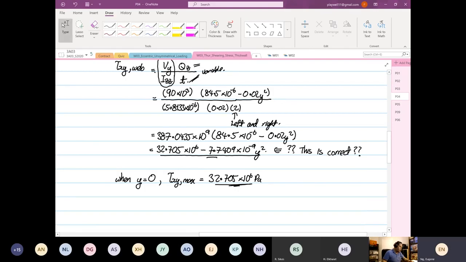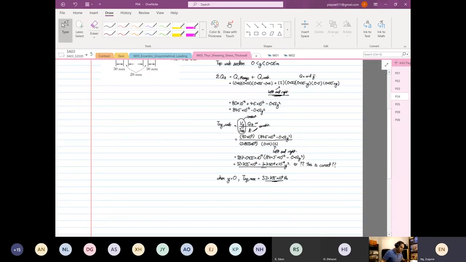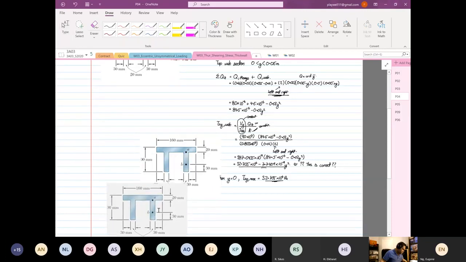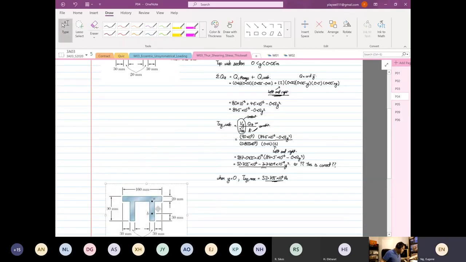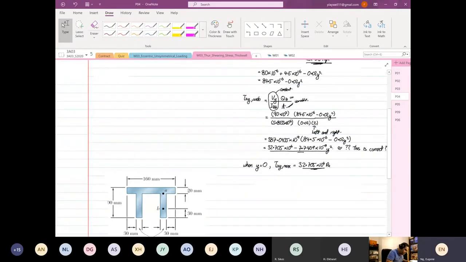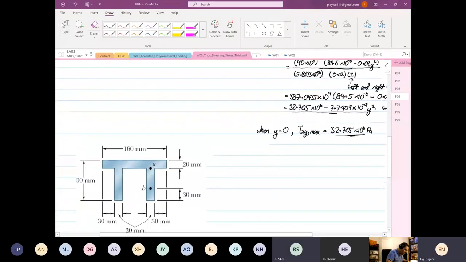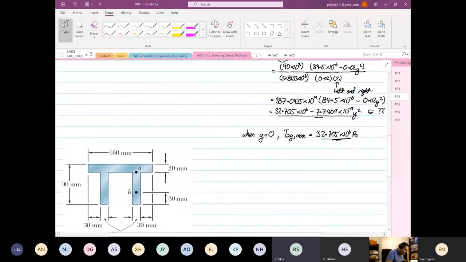Anyone? How do we know that this expression is correct again? Anyone? I got no takers. How do we know that when tau xy equals 0, y should equal 0.0075? No, you can't do that now.